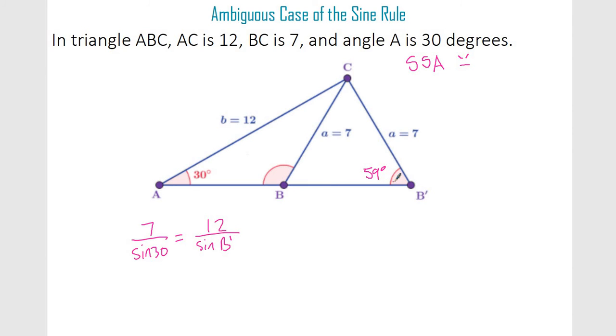So you're probably thinking, well, how do I get the other one? Well, think about what you made here. This triangle is isosceles. So if this is 59 degrees, then this has to be 59. So then all we have to do is 180 minus 59, and that gives us 121 degrees. So that's how we can find the angles of the ambiguous case.